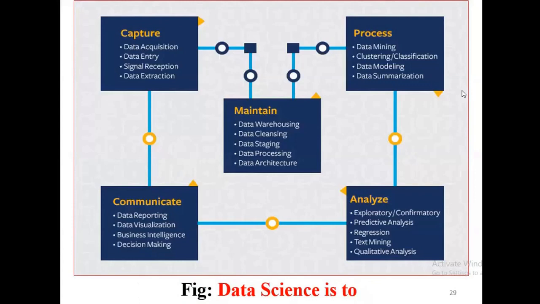There are 5 steps: capturing the data with the help of data acquisition, data entry, signal reception, data extraction. Then we are maintaining the database with the help of data warehousing tools like Informatica, Hadoop, Hive, HBase, Cassandra, etc. Then data cleaning. Pre-processing is nothing but data cleaning, eliminating the redundant data, noisy data, inconsistent data, dirty data. Data staging: we are converting one form to another format. That is called data staging.